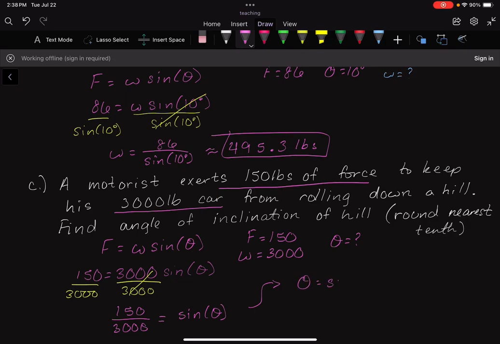So theta is going to be sine inverse of the other side. I'll plug that all in, let me plug it into my calculator. I get 2.9.